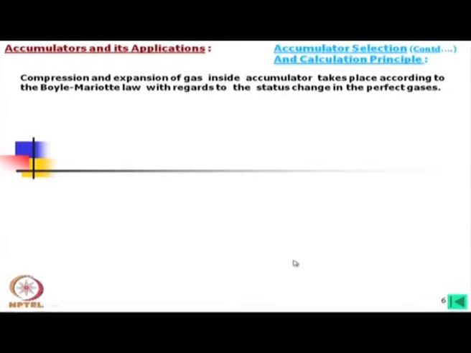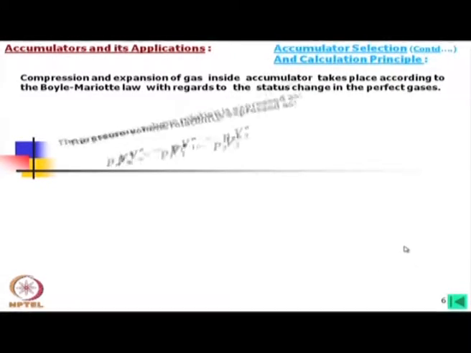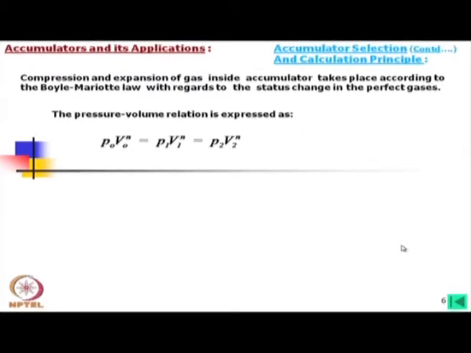Then compression and expansion of gas inside the accumulator takes place according to Boyle's law with regard to the state change in a perfect gas. This means, considering the isentropic change, the pressure-volume relation is expressed as P0 V0^n = P1 V1^n = P2 V2^n, where V0, V1 and V2 are the volumes of the bladder.